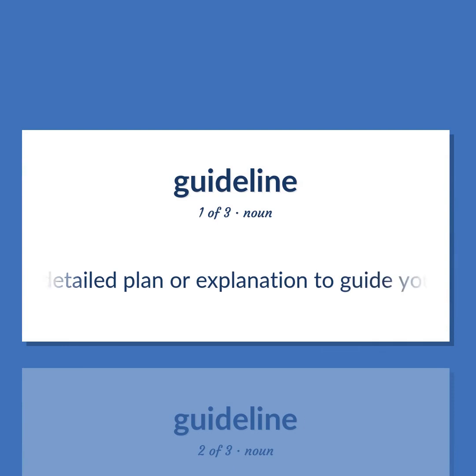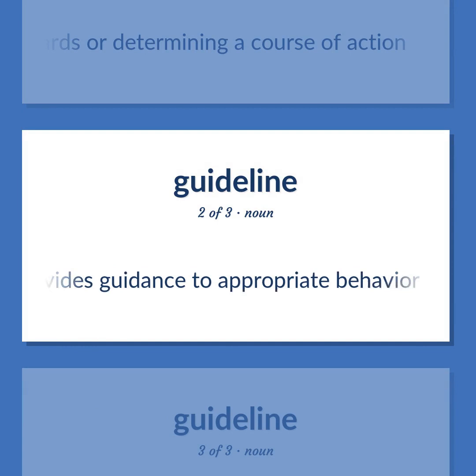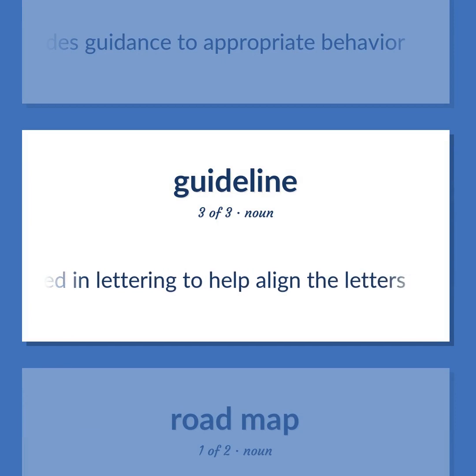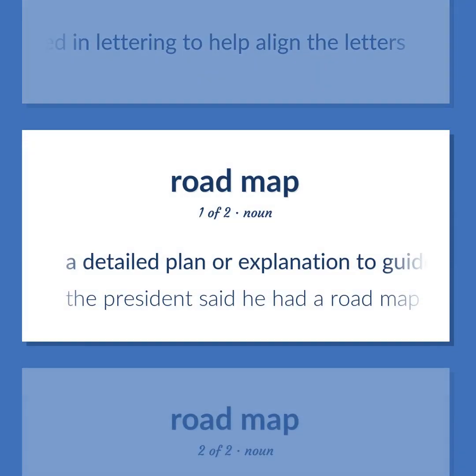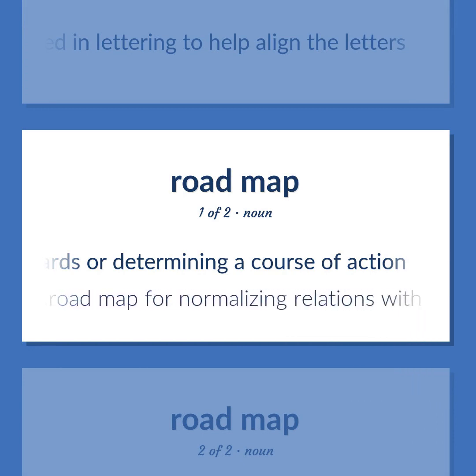A detailed plan or explanation to guide you in setting standards or determining a course of action. A rule or principle that provides guidance to appropriate behavior. A light line that is used in lettering to help align the letters. A detailed plan or explanation to guide you in setting standards or determining a course of action. The president said he had a roadmap for normalizing relations with Vietnam.